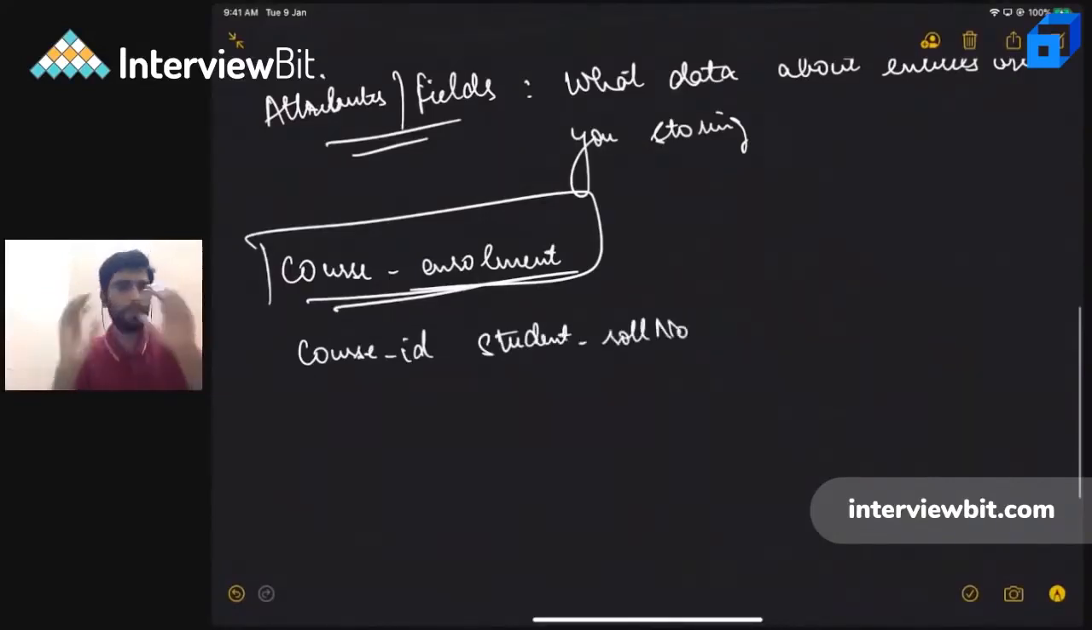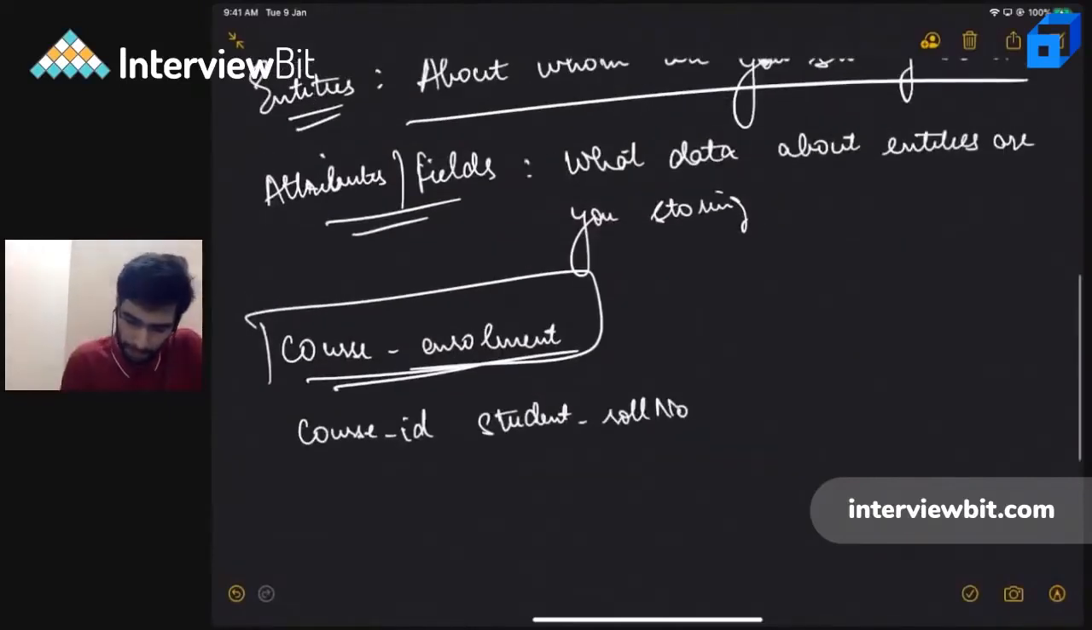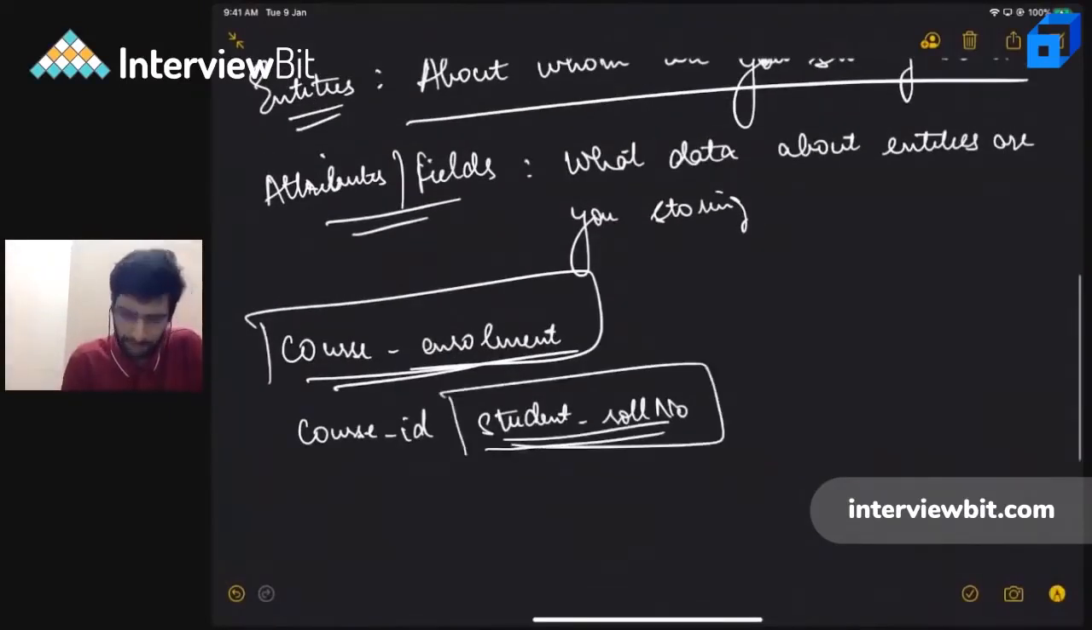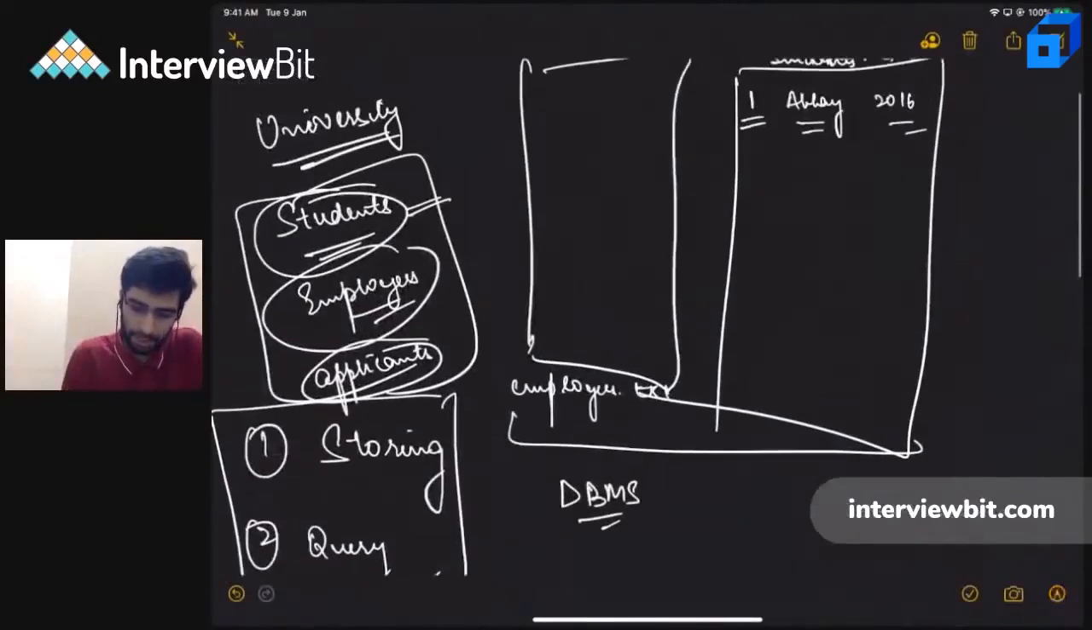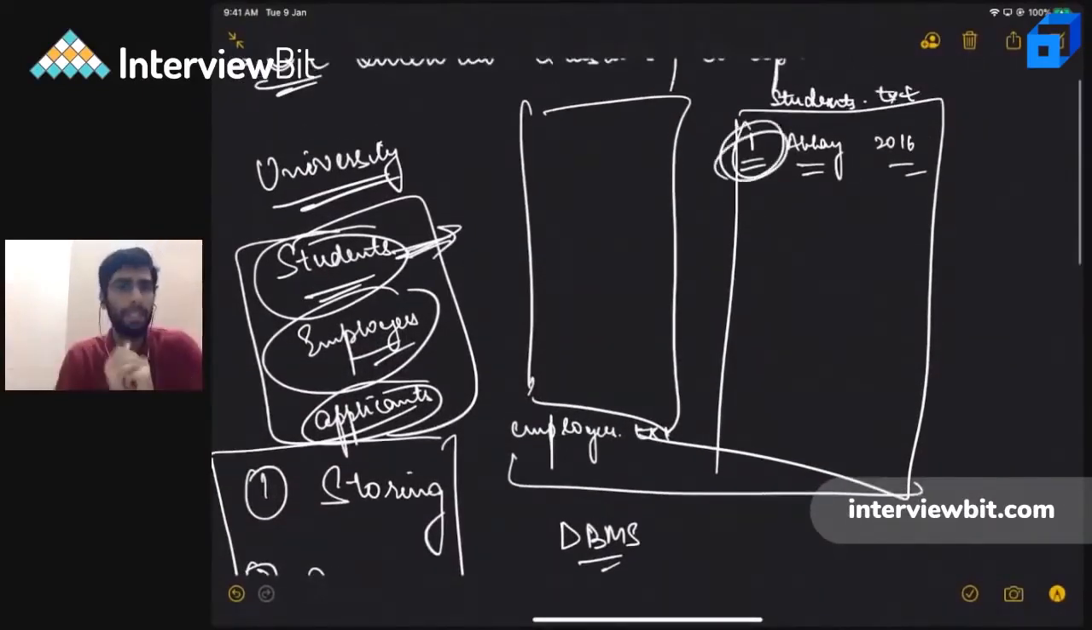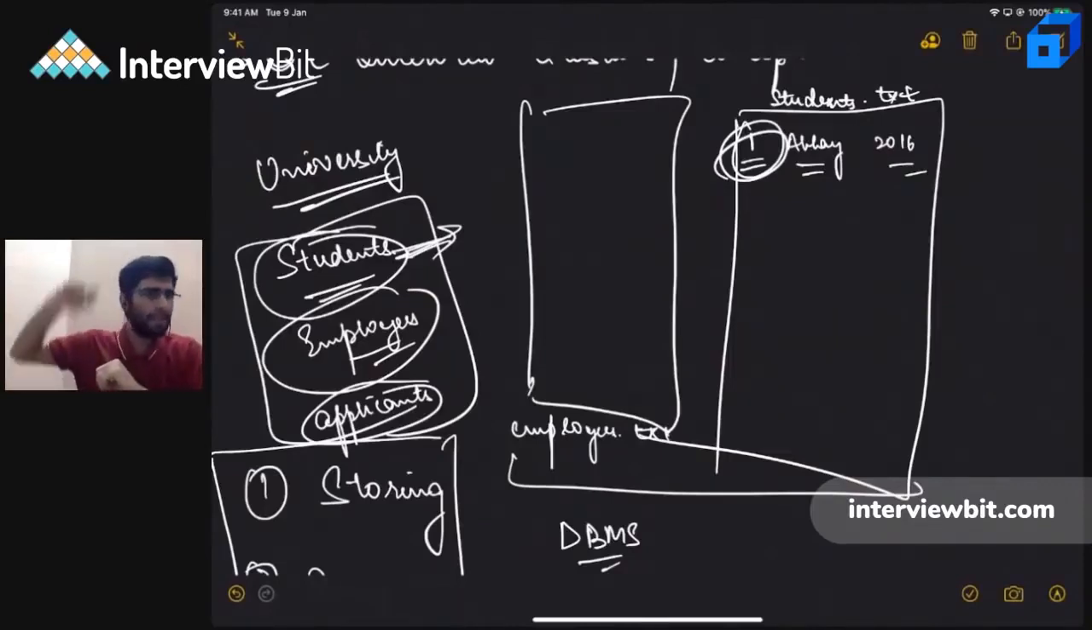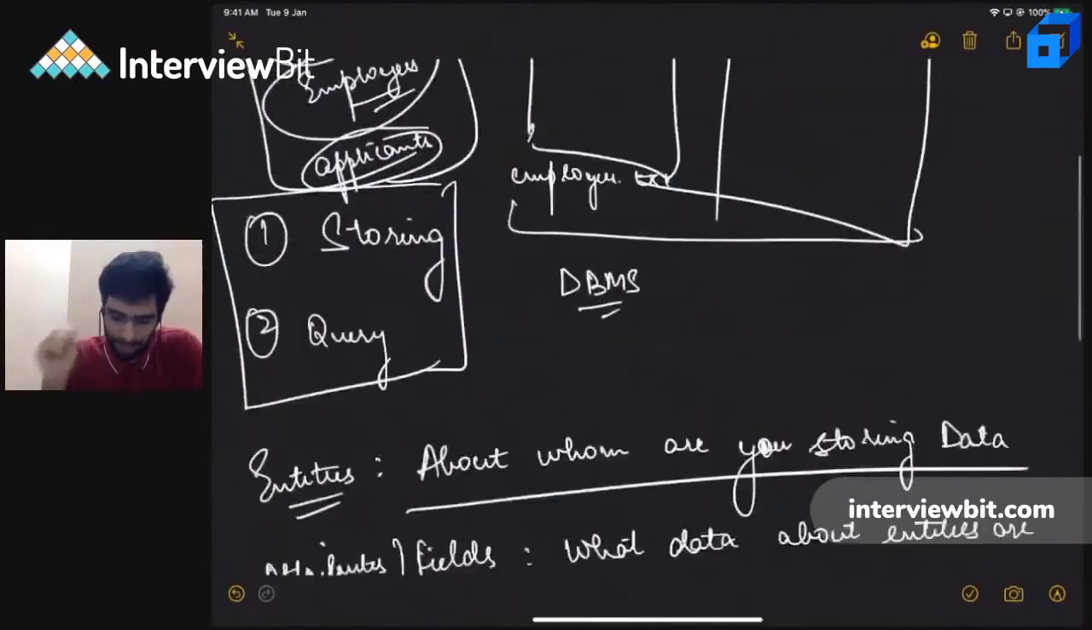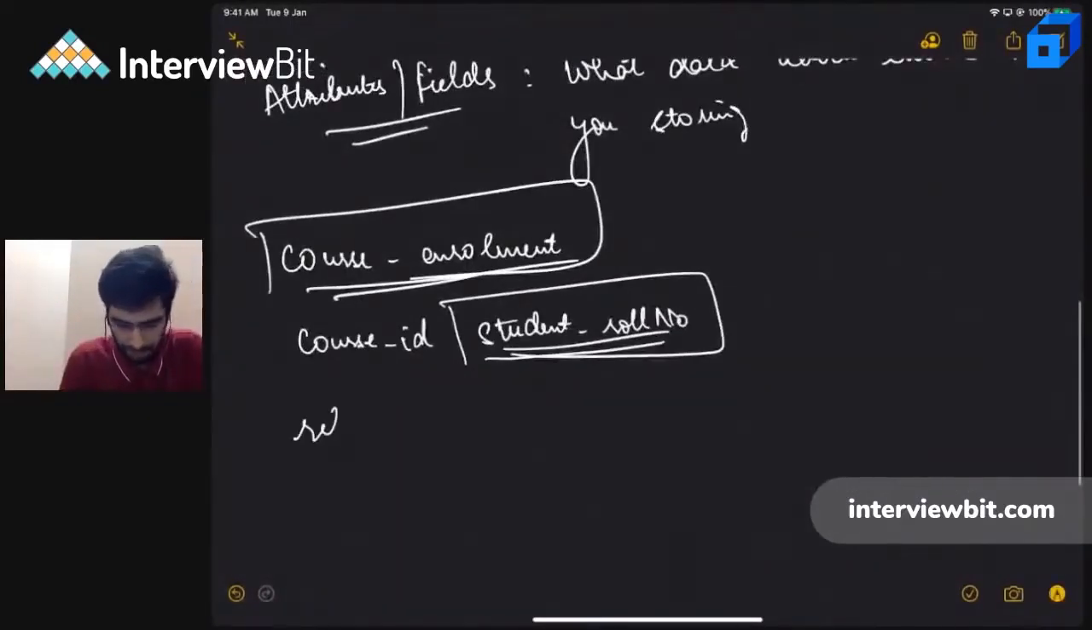Okay. Now suppose these are the three data sets that your university has. We were maintaining the student roll number here, as well as the student roll number in the data set for the student. So data is not in silos. Data in one entity has some kind of reference to data in another entity, right? This is known as relations between data.